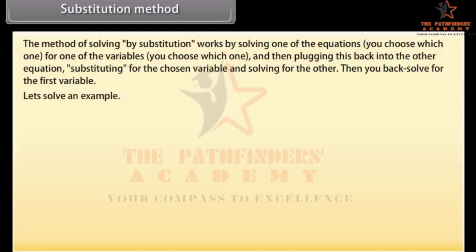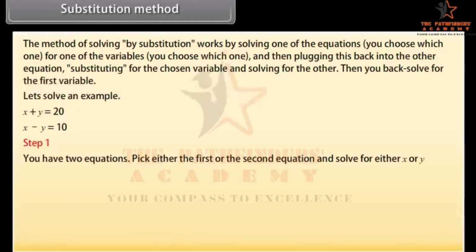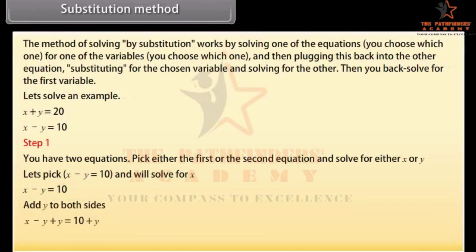Let's solve an example. x plus y is equal to 20. x minus y is equal to 10. Step 1. You have two equations. Pick either the first or the second equation and solve for either x or y. Let's pick x minus y is equal to 10 and we'll solve for x. Add y to both sides. x minus y plus y is equal to 10 plus y. x is equal to 10 plus y.